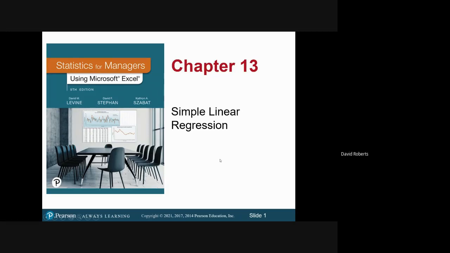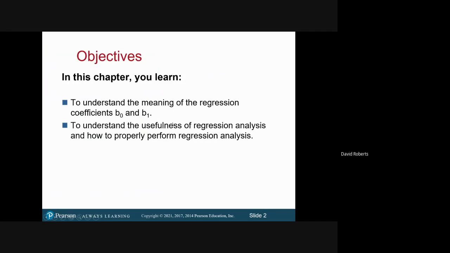Welcome to Chapter 13. Chapter 13 is called Simple Linear Regression. What it is, is drawing straight lines and taking a scatter chart and turning it into what's called least squares regression, the line that has the least amount of error. So we are going to have the coefficients of the intercept, which is B0, and B1, which is the slope.